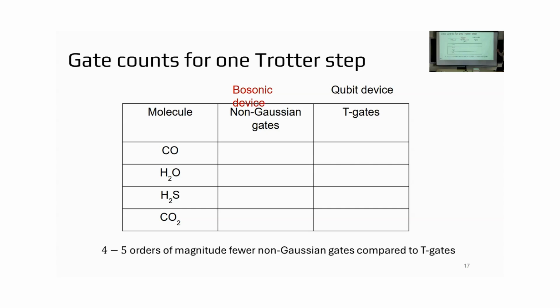Obviously, the cost of one Trotter step is not the cost of the full simulation. The number of Trotter steps might be very different. The fidelities of the gates are much worse for these bosonic operations right now, if I'm not wrong. And so it's not a direct comparison, but I think it is still a valid comparison.